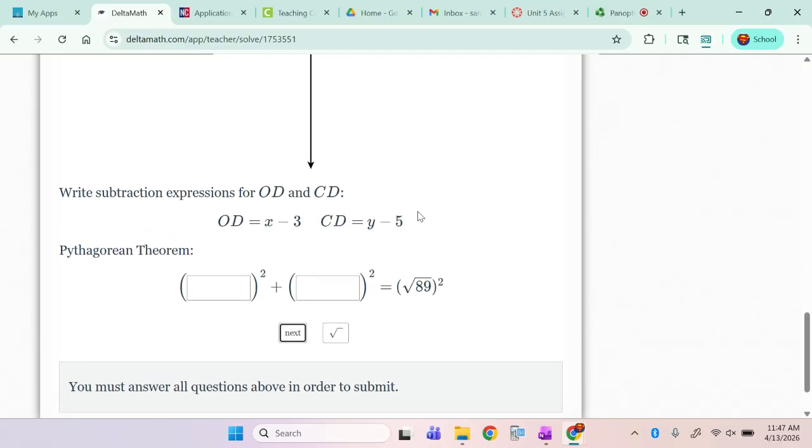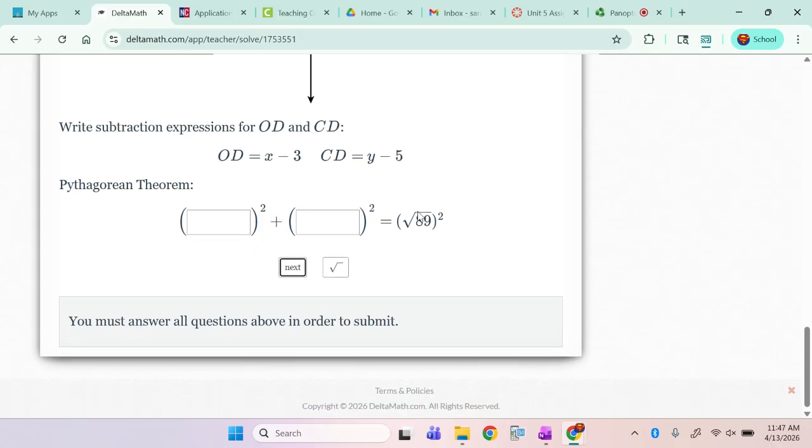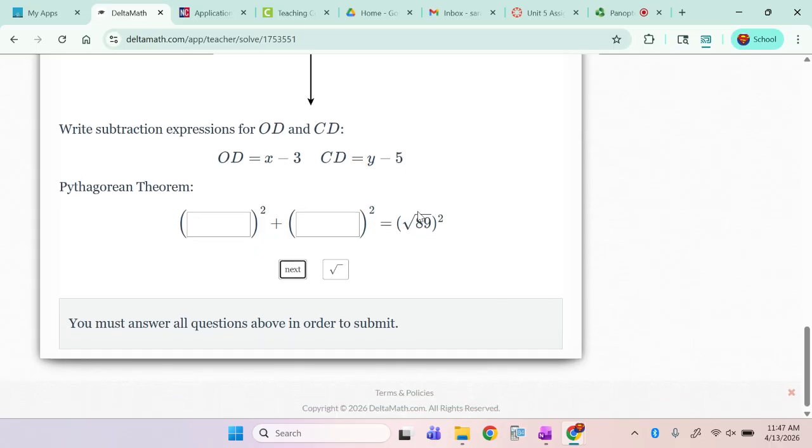So now we're going to plug that into the Pythagorean theorem. All right, so just like we did here, we're going to do the same thing for the two values that we just came up with. And we already know what the radius or OA is, or OC, whatever. It's the same radius. So I have x minus 3 squared plus y minus 5 squared. I'm just plugging in my subtraction expressions into here. And it's going to equal the square root of 89 all squared.